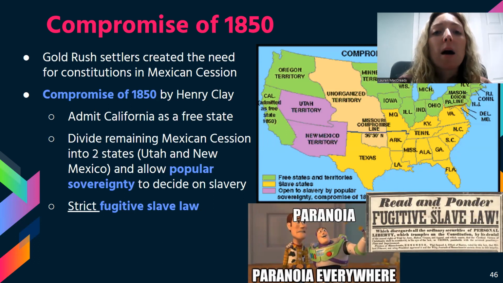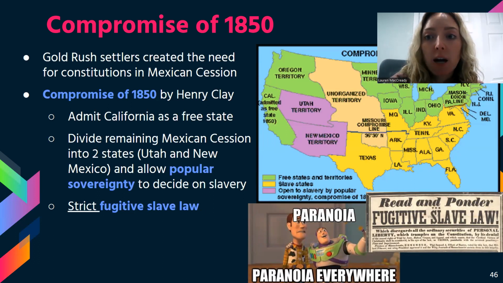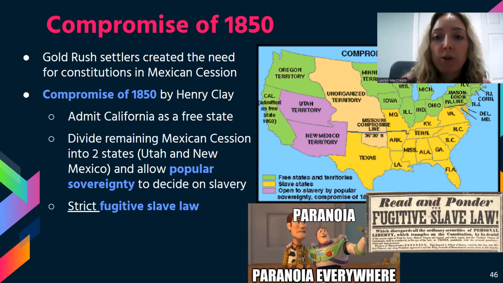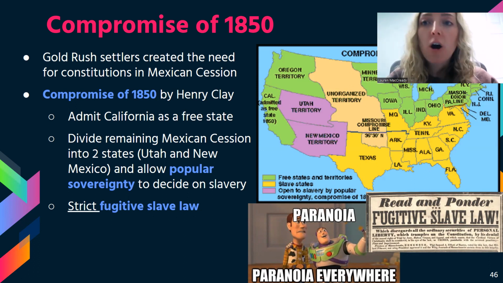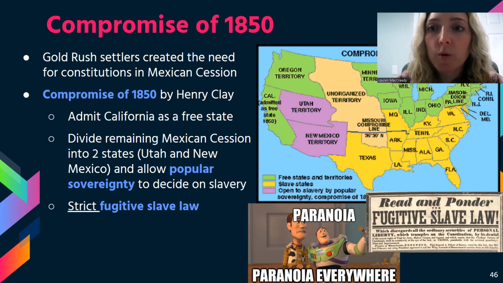So the Compromise of 1850 is how the United States government handles all the Mexican cession territory. The reason they have to figure out this land now is because, specifically in California, a lot of gold rush miners are moving out there. And because it's becoming more populated, the government goes, oh crap, I cannot put off this issue for much longer. We need to figure out what we're going to do with it.